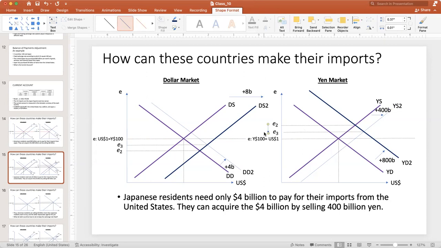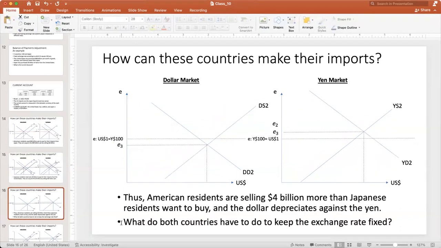And with this 400 billion that they are putting in the market, they want to buy 4 billion dollars. So the demand in the dollar market increases. And because there is more demand for dollars in the dollar market, the price of the dollar should increase. So there is an appreciation here from E2 to E3. And this is the final result.